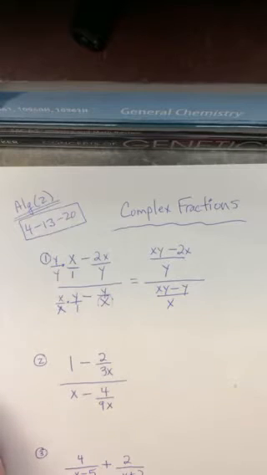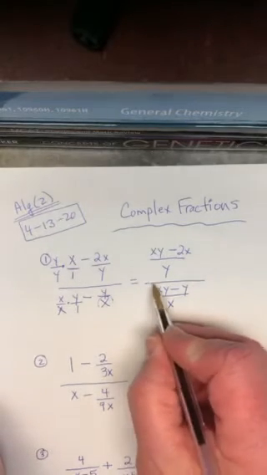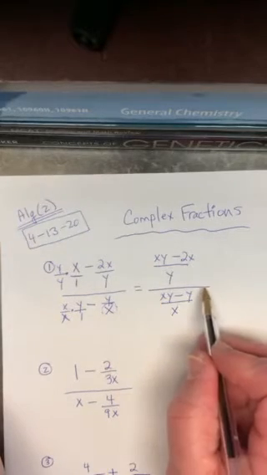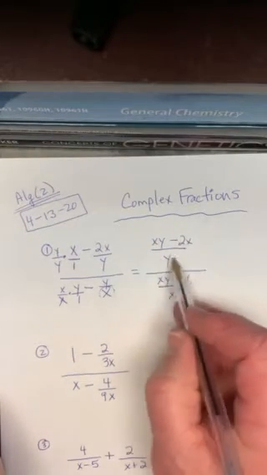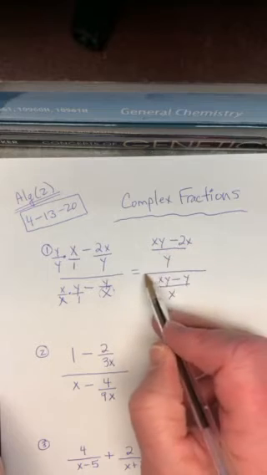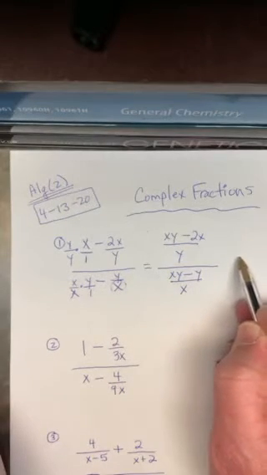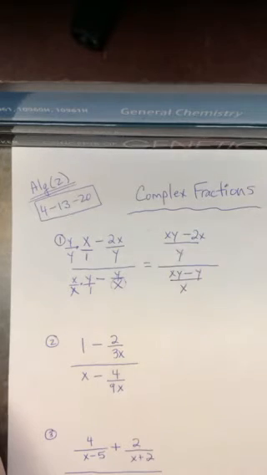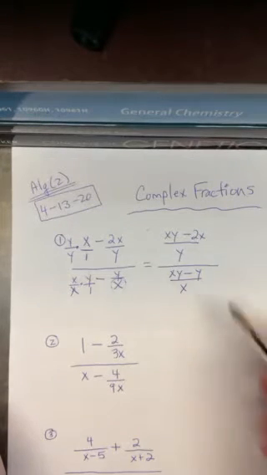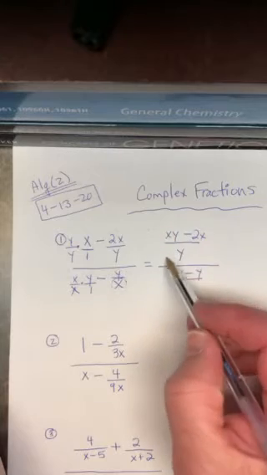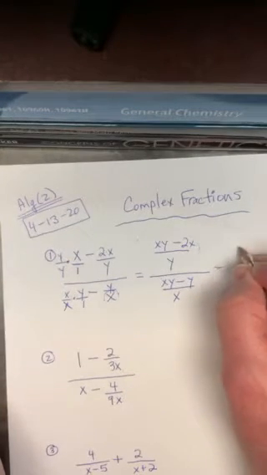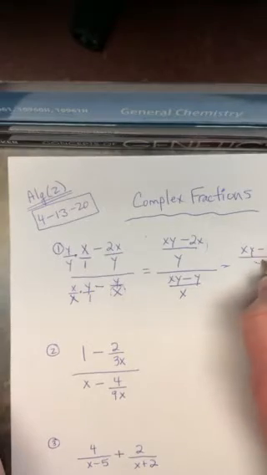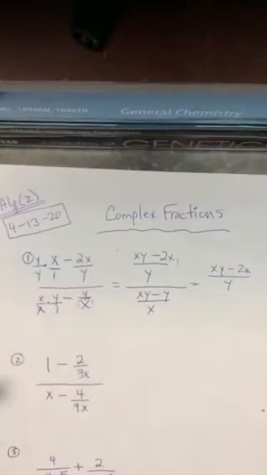Now, if you will remember, when we divided fractions, what's the rule when you divide fractions? Leave the top or the first fraction alone, change division to multiplication, and flip the second fraction over. So guys, bottom line is I'm going to leave this first fraction alone, xy minus 2x over y. I left it alone. Agreed?